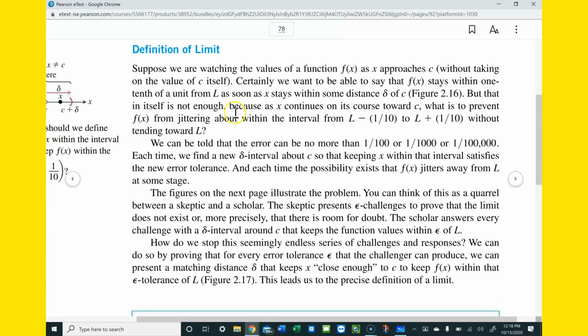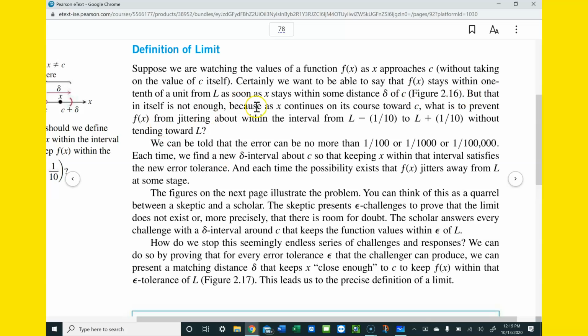Definition of a limit. Suppose we are watching the values of the function f of x as x approaches c without taking on the value of c itself. Certainly we want to be able to say that f of x stays within 1/10 of a unit from L as soon as x stays within some distance delta of c.